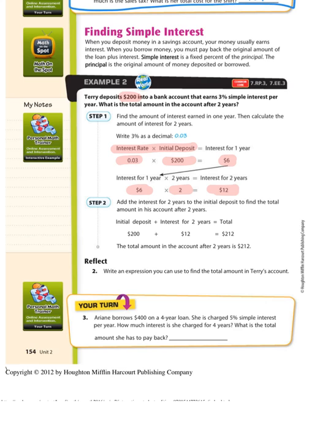The question is asking what's the total amount in the account after 2 years. So we started with 200, we earned $12. 200 plus 12 is going to be $212 in the account after 2 years.